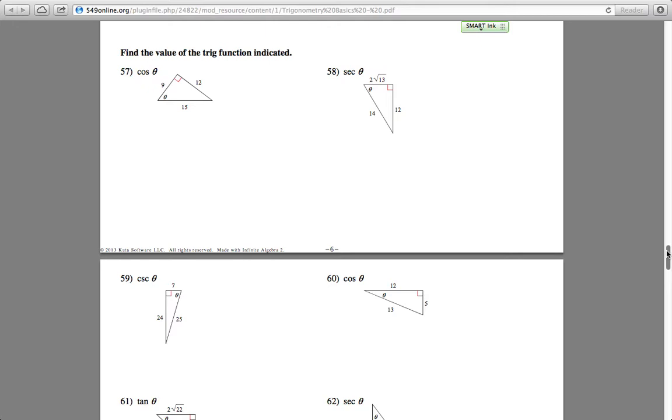All right, find the value of the indicated trig ratio. Here's going to be your homework for the rest of this class. I'm not going to go over this, but write down SOHCAHTOA, is all you need.